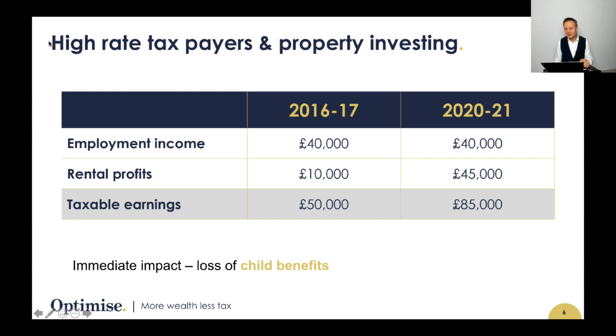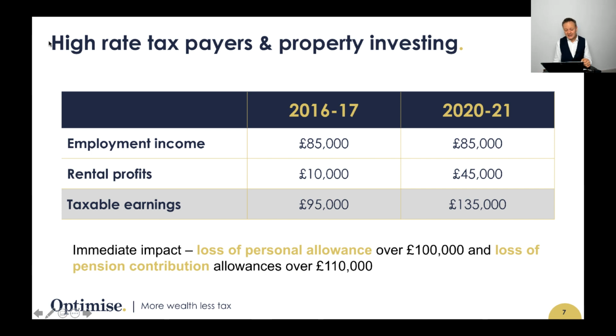But the problem doesn't stop there, because of the rebasing of the taxable income for Jane. Let's imagine she had employment income of £40,000. The rental profits of £10,000 would mean she got taxable earnings of £50,000. She's a high rate taxpayer, but there are no implications for child benefits. Forward March now to 2021, and those child benefits that she had are going to be taken away from her. So she's going to have a tax liability to pay back the government for those child benefits which she's really entitled to. So that is a major problem.